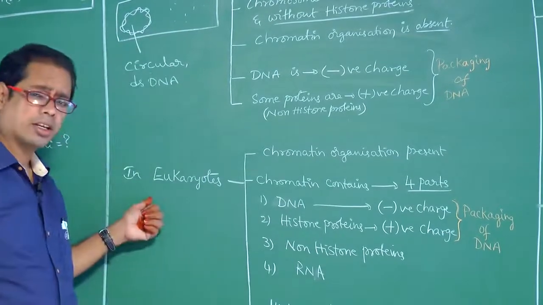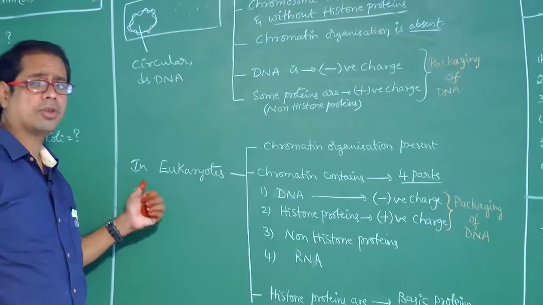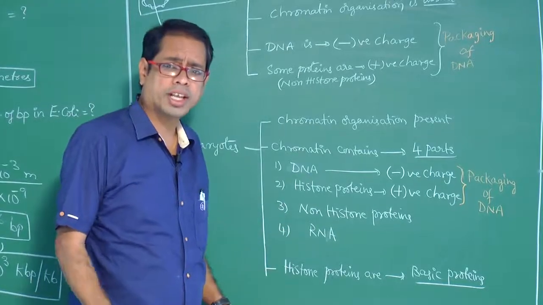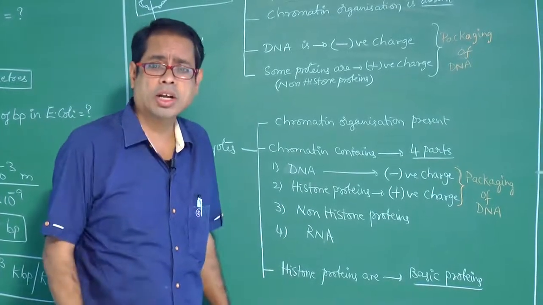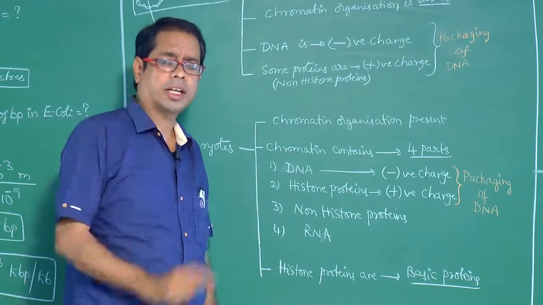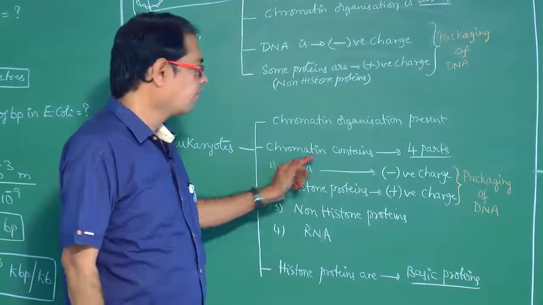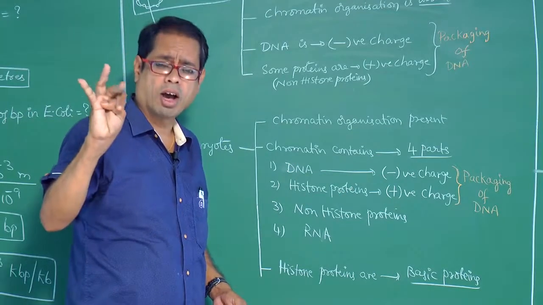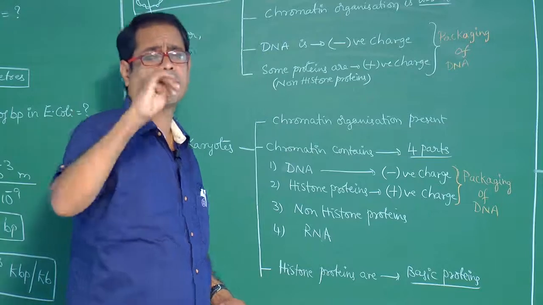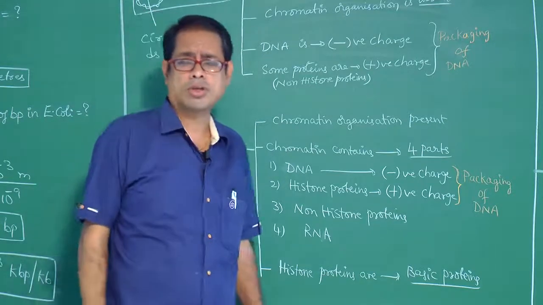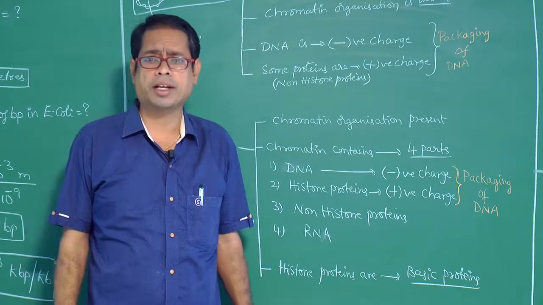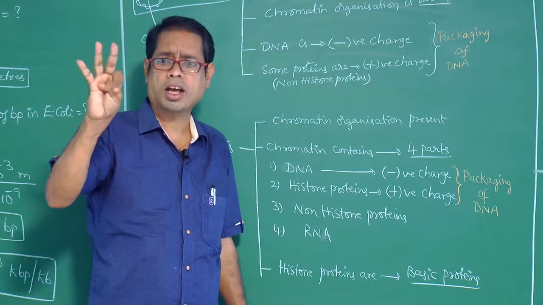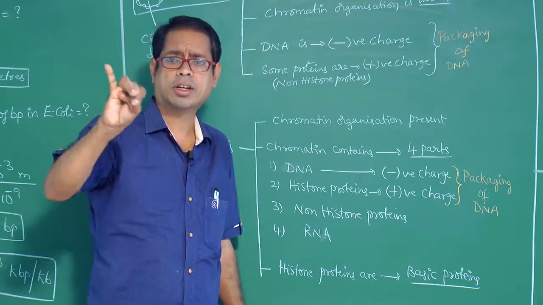Whereas in eukaryotes, a true nucleus is present. Chromatin organization is present. That chromatin contains 4 parts: DNA, RNA, histone proteins, non-histone proteins. Very, very important this one. So eukaryotic chromatin contains how many parts? 4 parts: DNA, RNA, histone proteins, non-histone proteins.